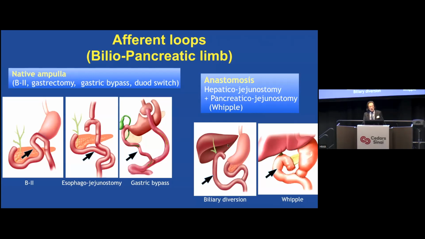And it may just be a hepatojejunostomy, so a biliary diversion procedure, or it may also add a pancreaticojejunostomy. So that's the Whipple operation. So you can see here the images where an anastomosis is present.